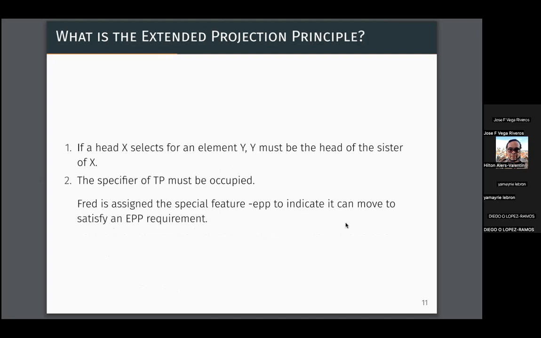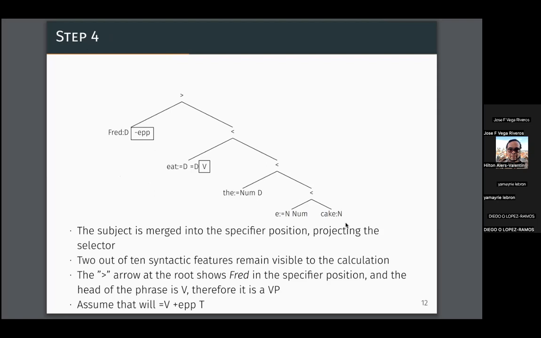And we're going to see that we need to satisfy a licensing requirement for Fred to be able to take this place. So there's a licensing requirement created by merging Fred into the tree now. And we need to satisfy that with a plus EPP. That's how we're defining that.